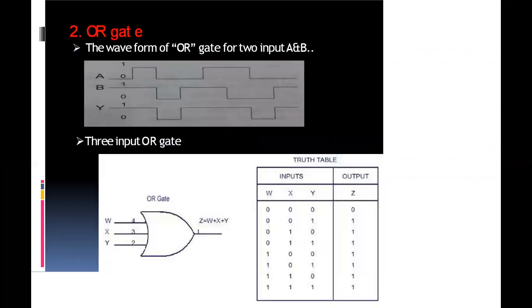And for a two input OR gate, here the waveform of A and B is shown, and it's the result of the two input OR gate. And if we use a three input OR gate, and if any of the inputs is 1, then we get the output result, that is 1.